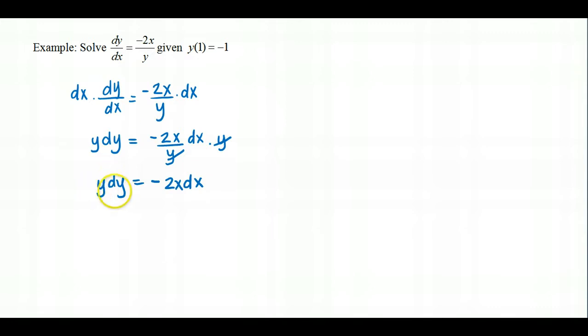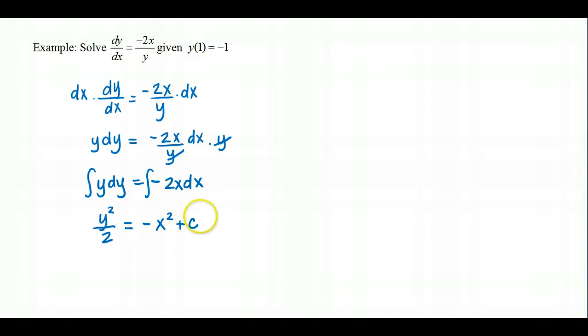And now that we've isolated the variables, the dy and y on one side, the x dx on the other, I can integrate both sides. The left side will become y squared over 2. The right side will become negative x squared plus c.